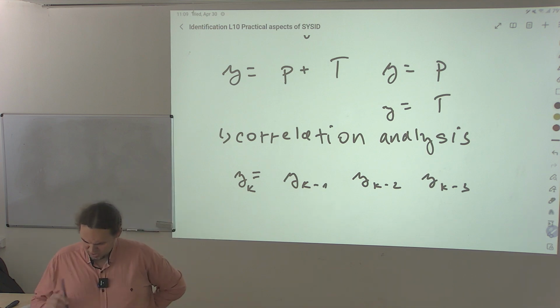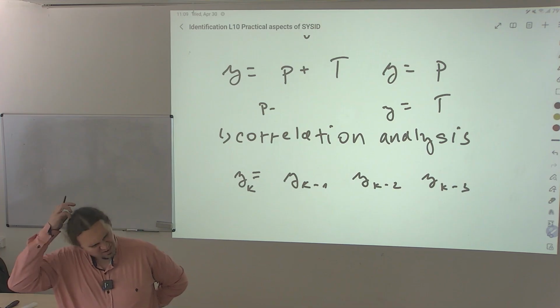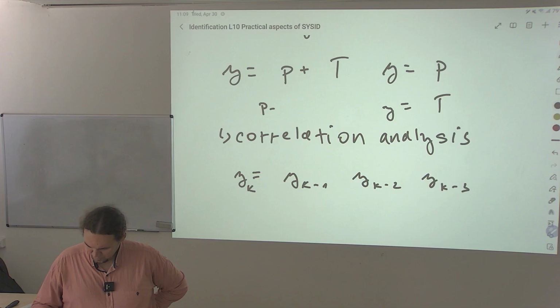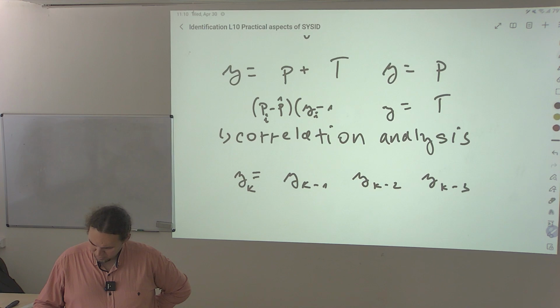In the static systems, basically we tried to find some correlation. How did the correlation look like? We took the values of the pressure multiplied with the values of the outputs observed.